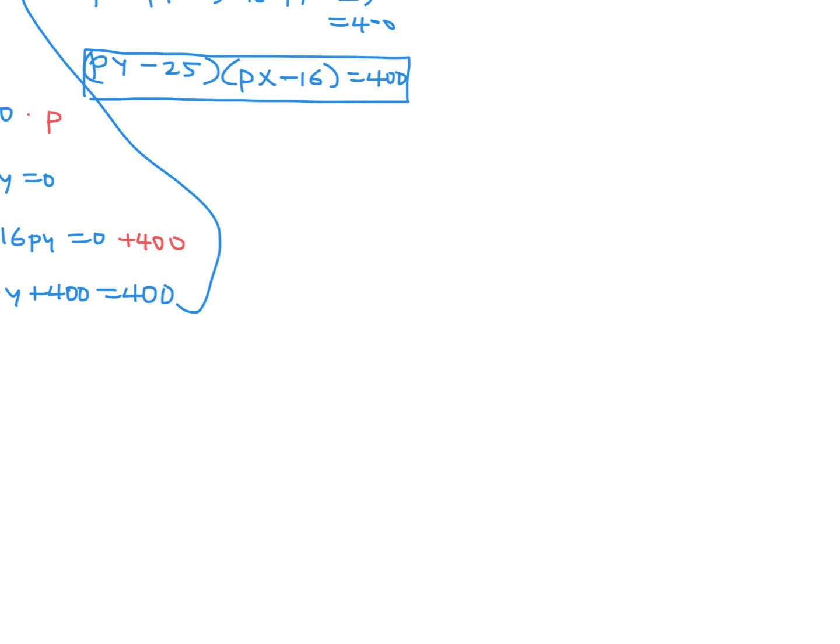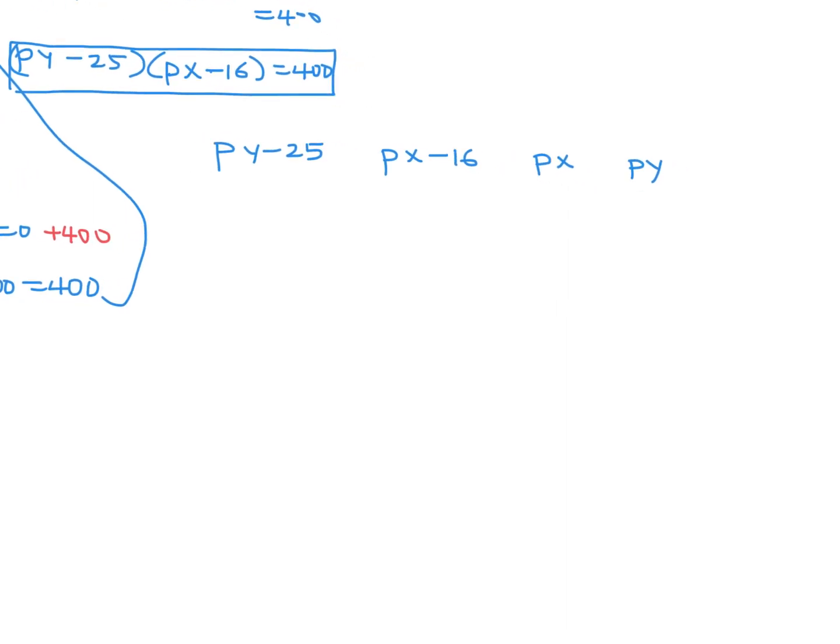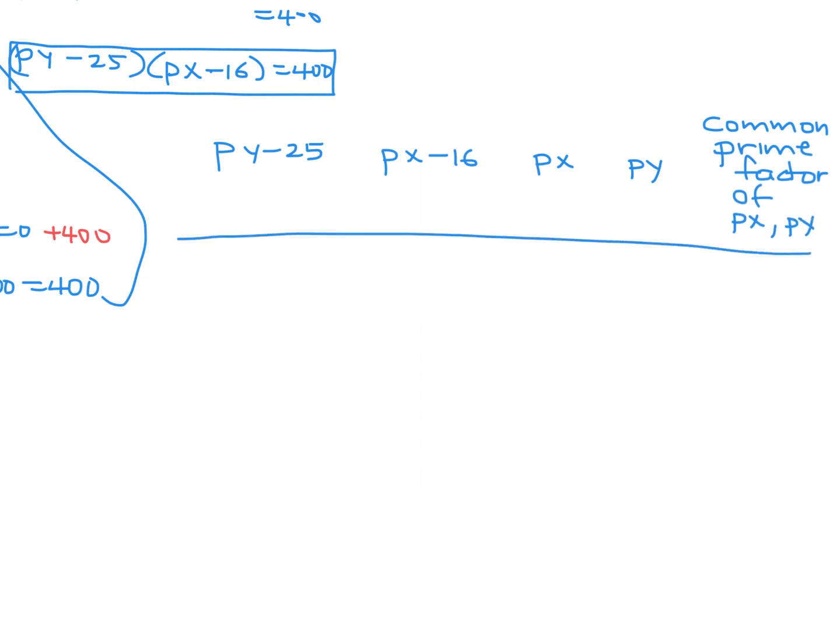So when you do that, it becomes a very nice equation, and very similar to what we did before. So now we make a little table. We got py minus 25, px minus 16, and then we'll figure out px and py. And then we also have to figure out the common prime factor of px and py. Okay, so let's do a couple, and then hopefully you'll get the hang of it, and then you can do the rest.